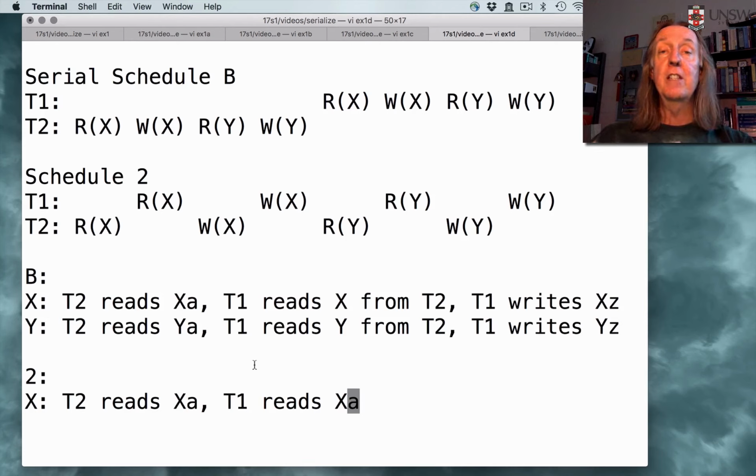Now we've already seen that schedule 2 is not view equivalent to serial schedule A. They're the only two possible serial schedules. So if it's not view equivalent to either of those two schedules, it's therefore not view serializable. Okay, so there's a quick example of view serializability.